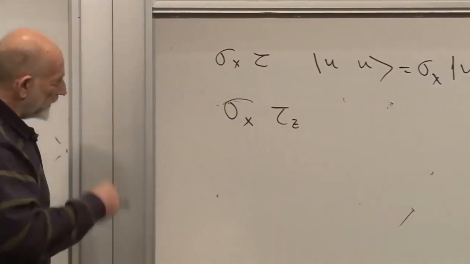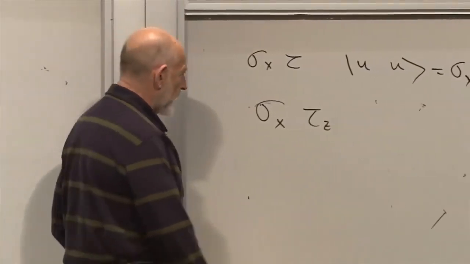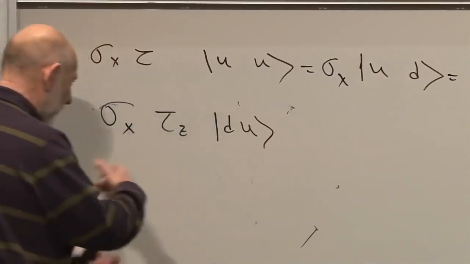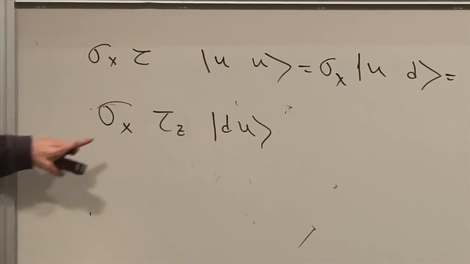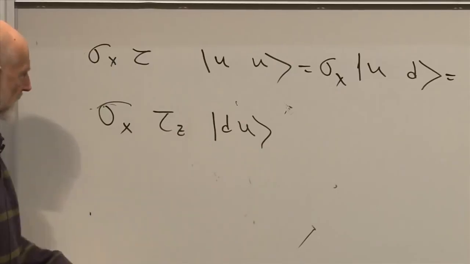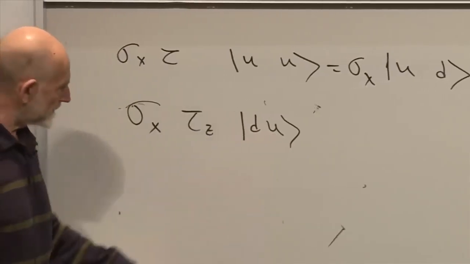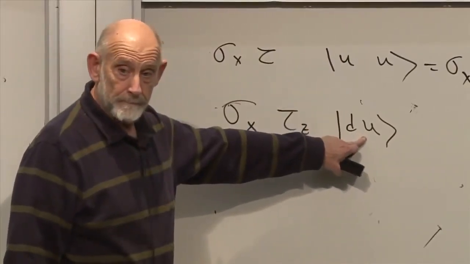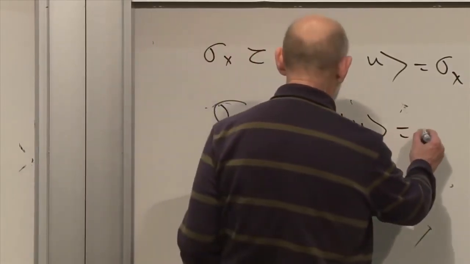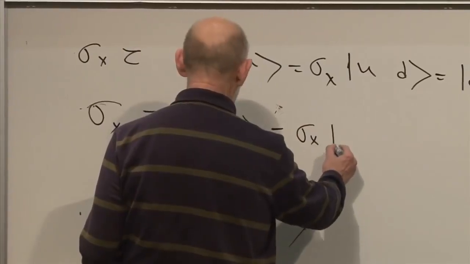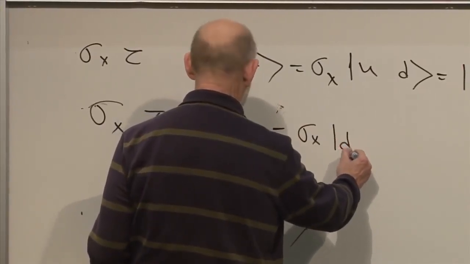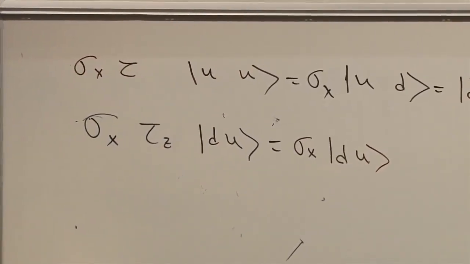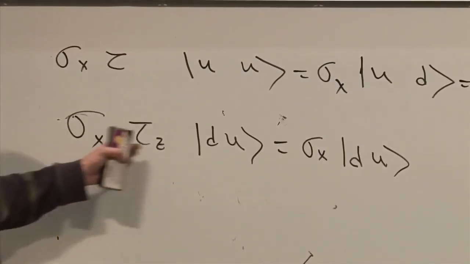Let's do it again. Shall I take a different vector? Instead of up, down, let's take down, up, and see what it does. And then we'll do it in the opposite order. What does tau z do when it hits this vector here? It only acts on the second entry, and it's the z component, so it just gives +1 on an up, right? So this just gives sigma x times down, up. Tau z on up gives up, so that just goes right through.